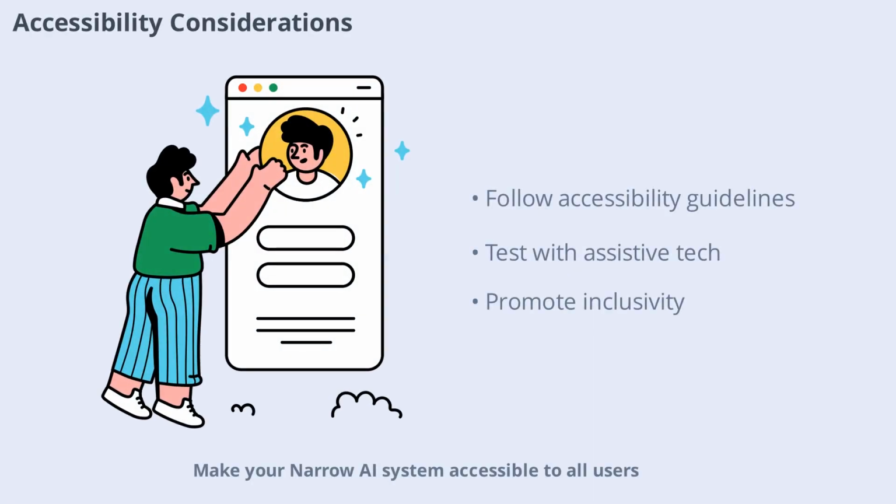Make your Narrow AI system accessible to all users, including those with disabilities. Follow accessibility guidelines and test your system with assistive technologies. Inclusive design broadens your user base and demonstrates a commitment to equality and usability.